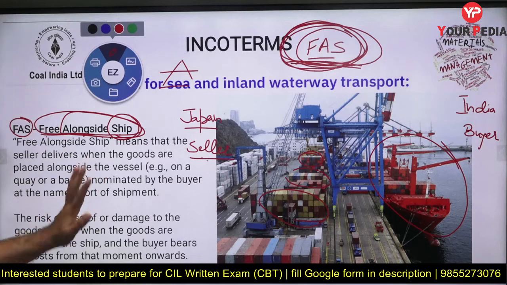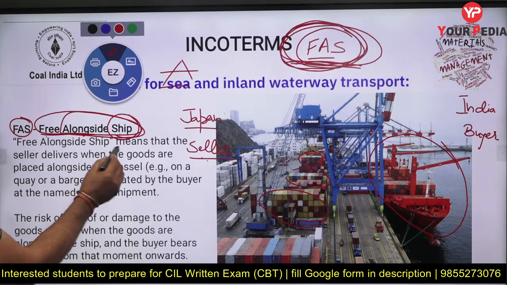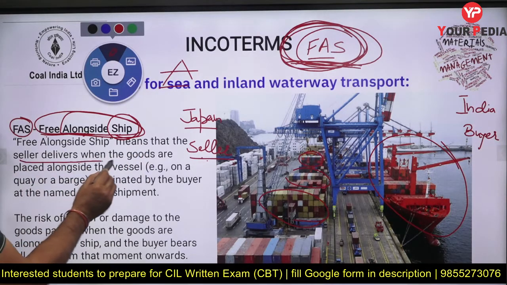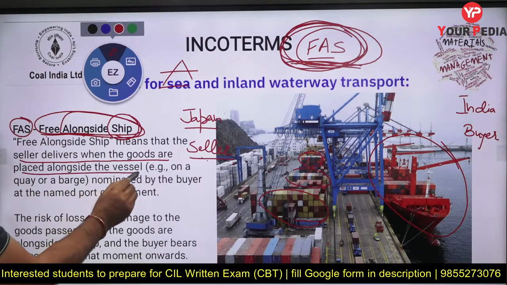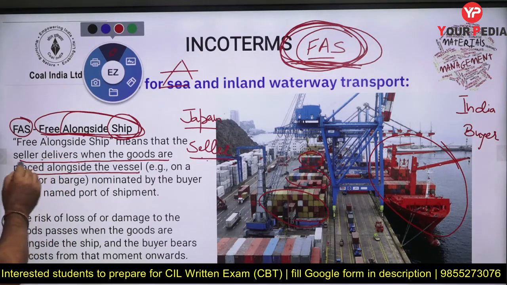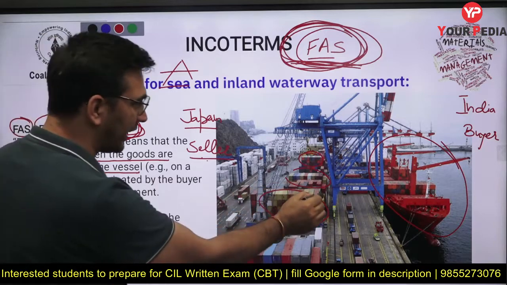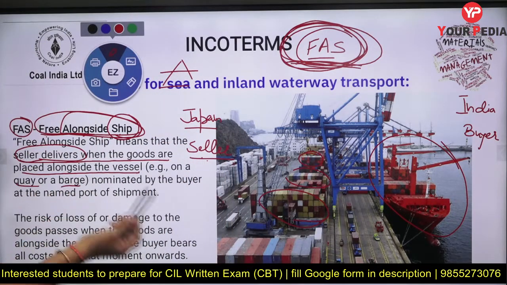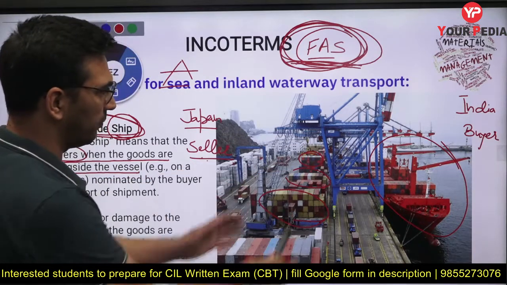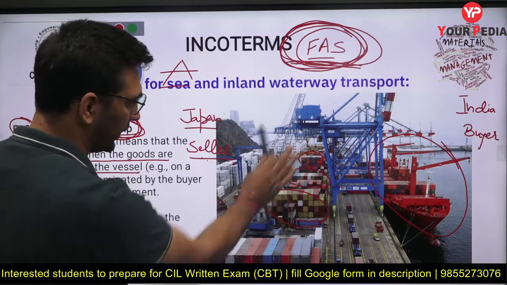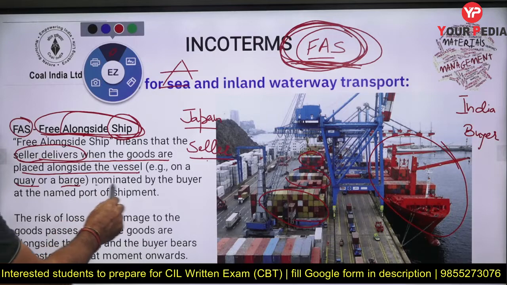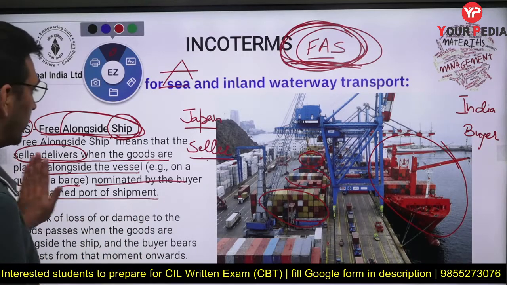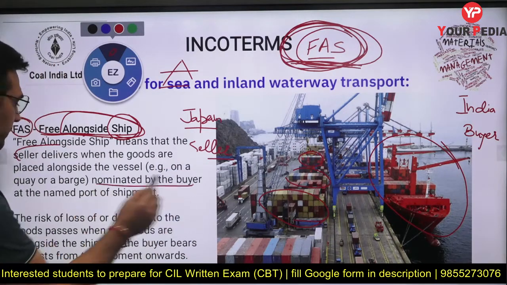Now, for more clarity, free alongside ship means that the seller delivers when the goods are placed alongside the vessel. Where will the seller deliver up to? The seller will deliver alongside this particular ship, for example on the quay or barge, some area that is earmarked over there, that's all, nominated by the buyer at the named port of shipment. Now, keep it in mind, nominated by the buyer.